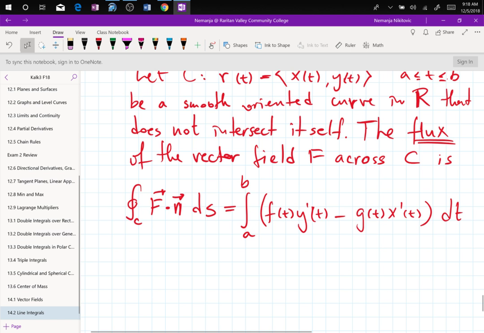So over here we would say if C is a closed curve with a counterclockwise orientation, N is the outward normal vector, and the flux integral gives the outward flux across C. So all of that falls in place, but you have to make sure that you have the counterclockwise orientation.